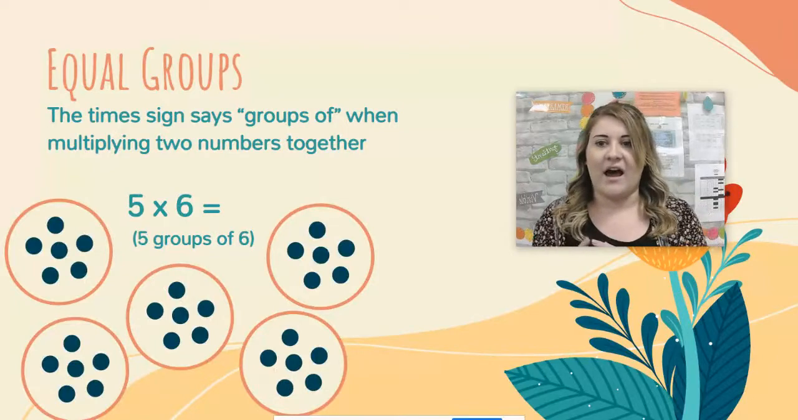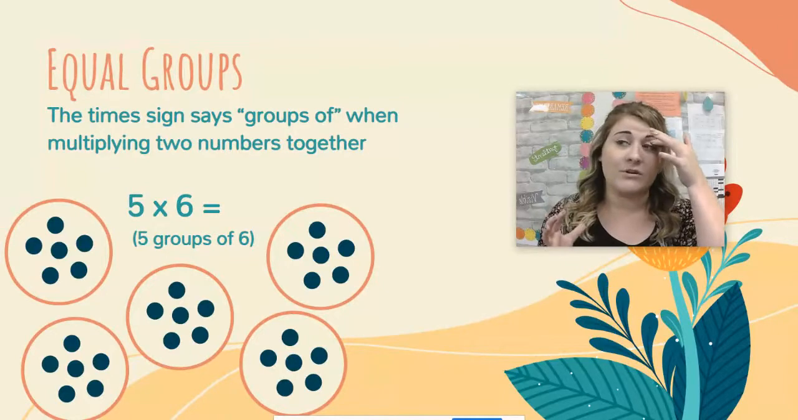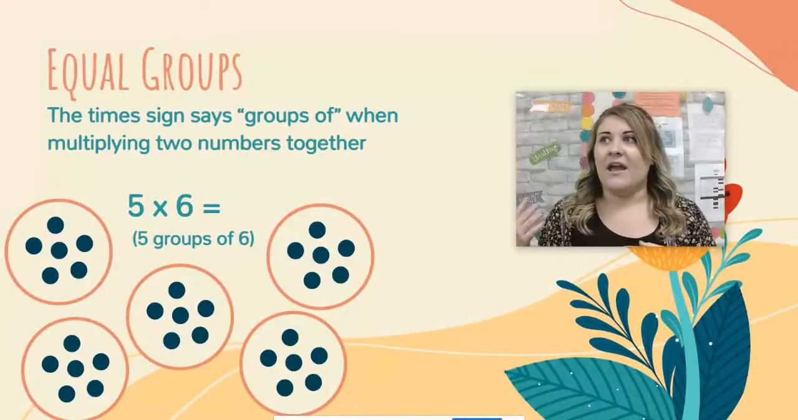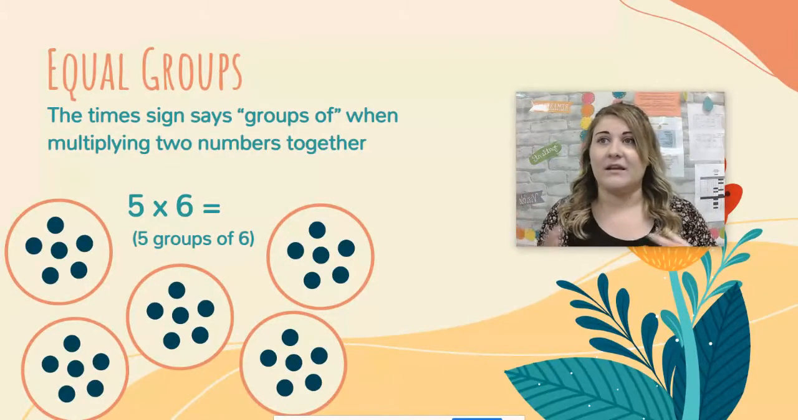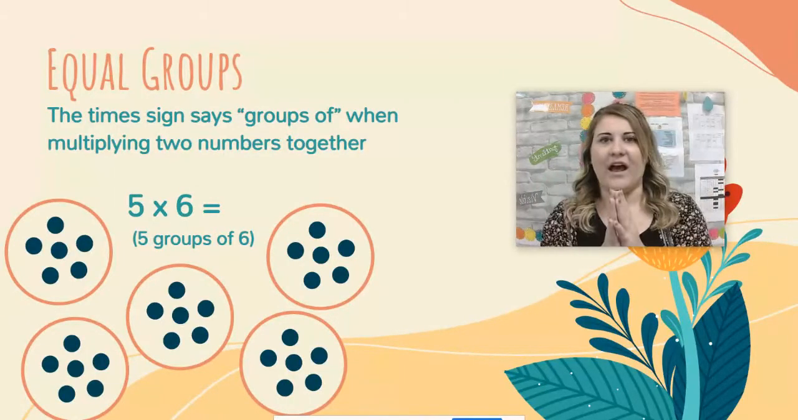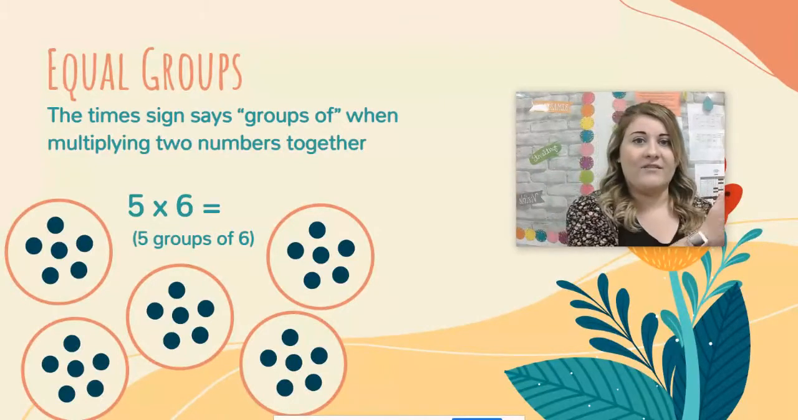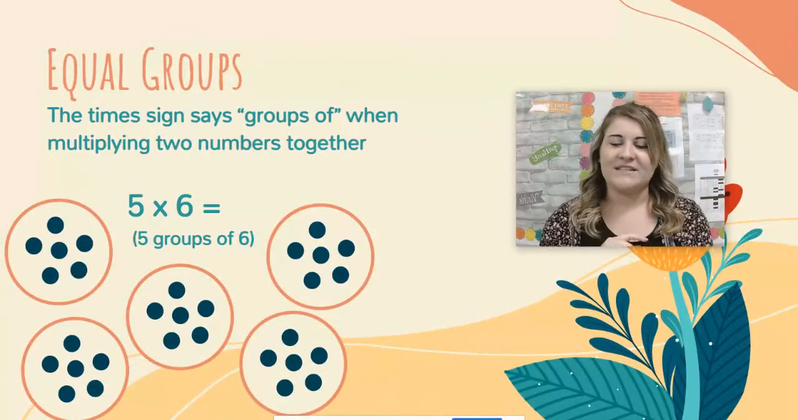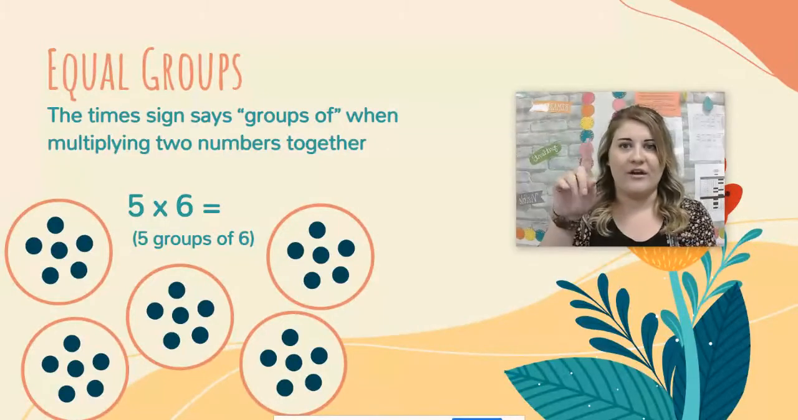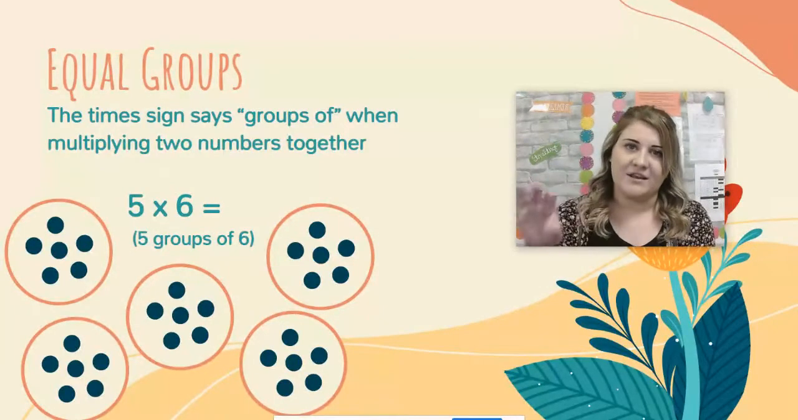Let's look at a little bit of a bigger group because you are going to get into multiplication problems that might be 8 times 9, and you'd have to draw 8 groups of 9. That's a lot of dots to draw. So let's do 5 times 6, or 5 groups of 6. That first number tells you how many groups to draw, that first factor. The second factor tells you how many to put in each group, okay?